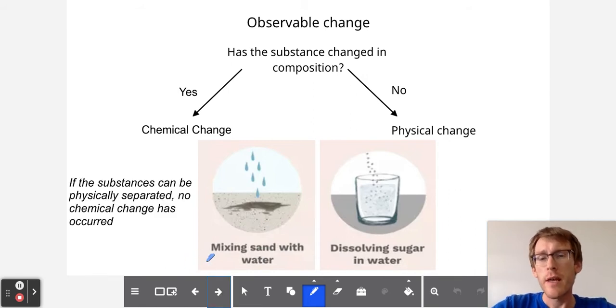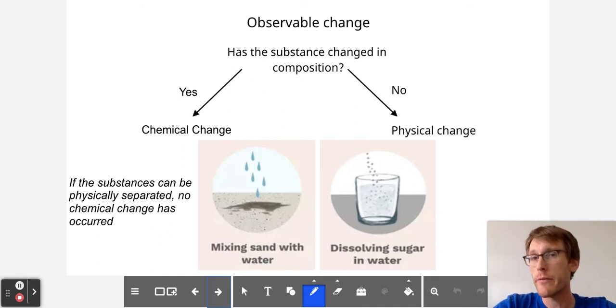Well, the answer is if you can separate these substances physically using physical means, then it means that no chemical change has occurred. If I have a mixture of, say, Skittles or M&Ms and I separate them out one by one mechanically, I can change them so that they're separated by color, and that would be physically changing them using a physical separation. You need a little bit more technique when it comes to separating a mixture of sand and water or sugar and water.